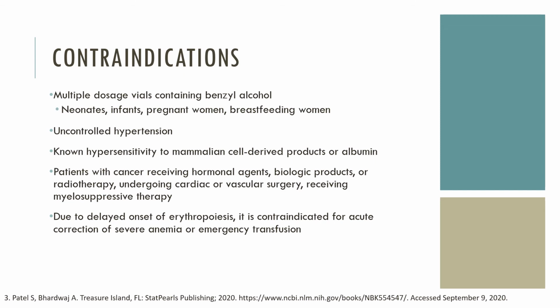The patients with cancer receiving hormonal agents, biological products, or radiotherapy, undergoing cardiac or vascular surgery, or receiving cancer therapy, you want to avoid those patients as well. And then due to the delay of erythropoiesis, or the production of red blood cells, it's contraindicated to use Epoetin alfa to acutely correct severe anemia or for emergency transfusion.